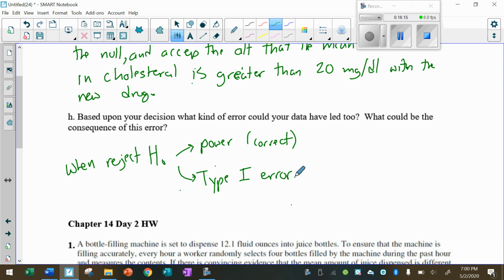So if our data led us to a rejection of the null hypothesis, and that actually was wrong, really the only beings that know this are the statistical gods. We don't know if we have committed type 1 error. But if our data led us down the wrong path, so if this conclusion is not correct, there is a possibility of type 1 error.